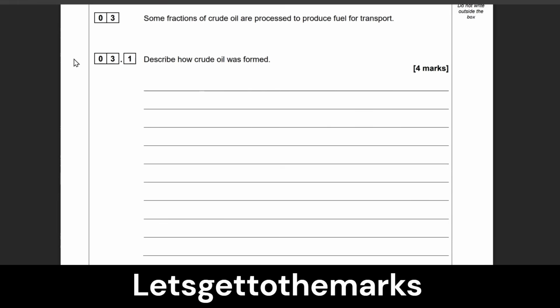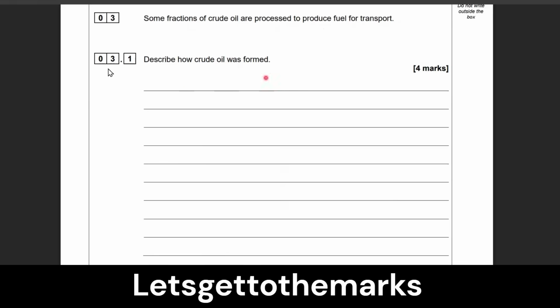Right, we're on question three. Three, here's the magic number. Some fractions of crude, no more, no less. Some fractions of crude oil are processed to produce fuel for transport. Describe how crude oil was formed. So nothing to do with this. They're processed to produce fuel for transport. This is just a throwaway line to give you some context. Describe how crude oil is formed.